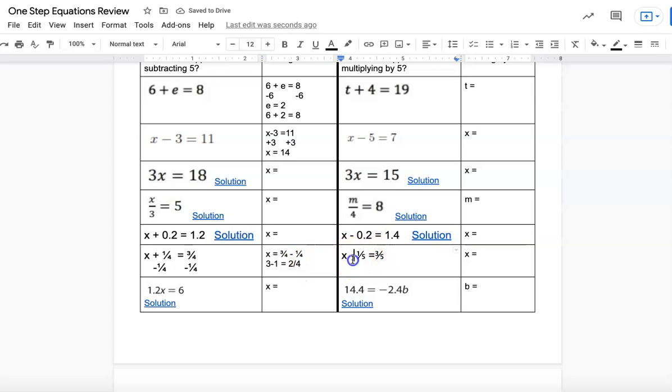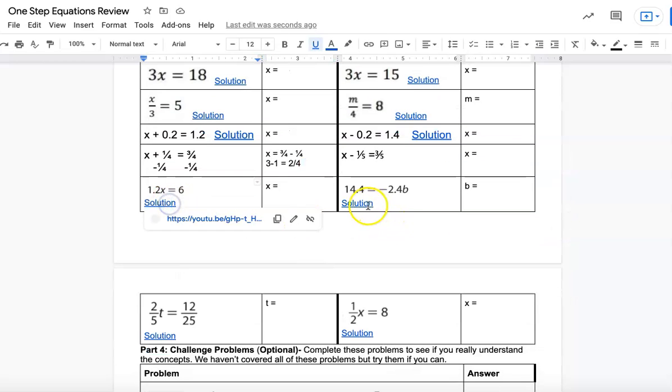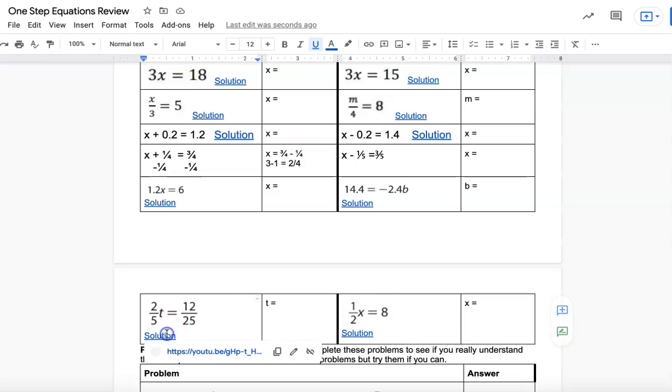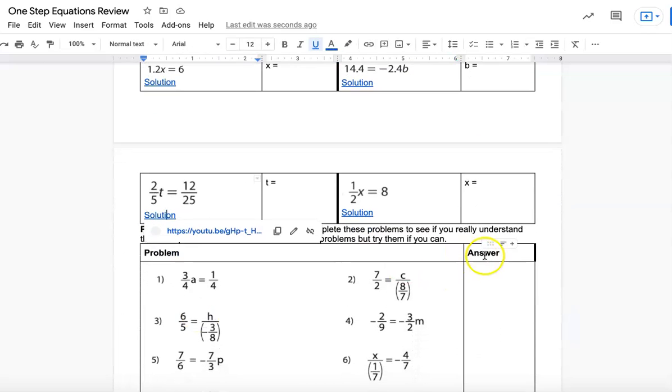Same thing for this one, you're going to add 1/5 to both sides and solve as well. And then these ones here have solution videos that you can go ahead and watch and try and solve. And then I will make another video with the challenge problems and their solutions and how to do them.